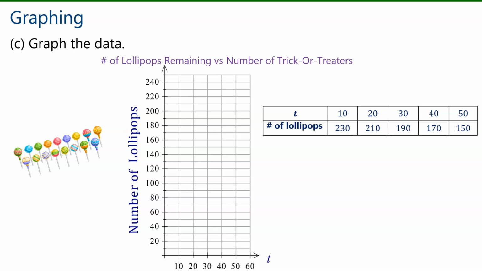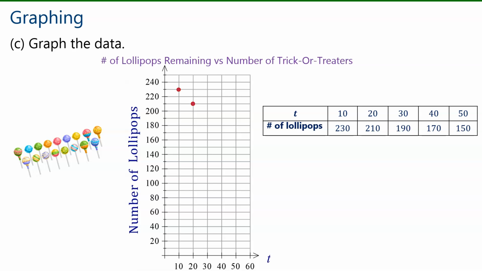So now let's go ahead and plot our first point. For 10 trick-or-treaters, we have 230 lollipops remaining. So I start at 0 down in the corner. I go over to the right to 10 trick-or-treaters and then go all the way up to 230, and that will give me this point right here. Now if I went over to 20 trick-or-treaters and then up to 210, I would get this point.